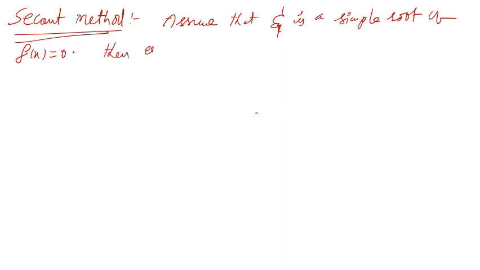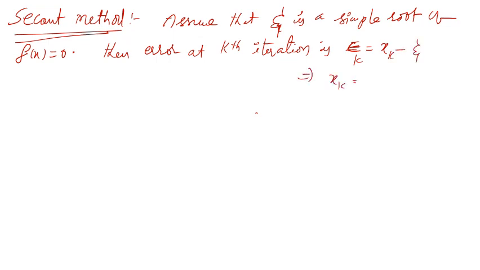Then what is the error? The error at the kth iteration is epsilon k equal to xk minus xi. That implies xk is equal to xi plus epsilon k. Remember this, this is one point: xi plus epsilon k.